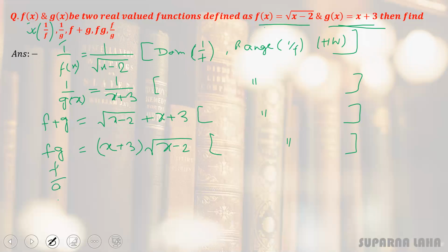f by g. Root over x minus 2 by x plus 3. Same homework, find the domain and range of g and the restrictions on x for defining this function f by g. From this domain and range, you will easily find the restrictions for x, such that you can define these functions f by g, f plus g, f into g. Okay. So this is your homework.